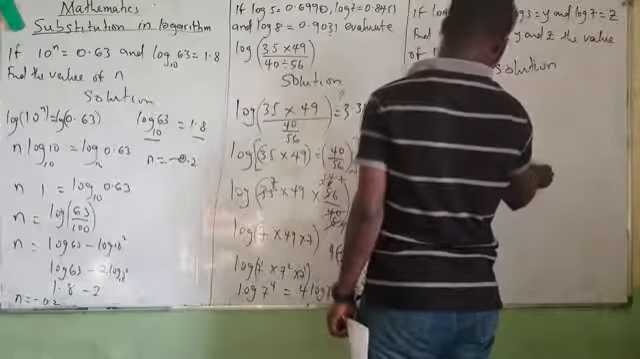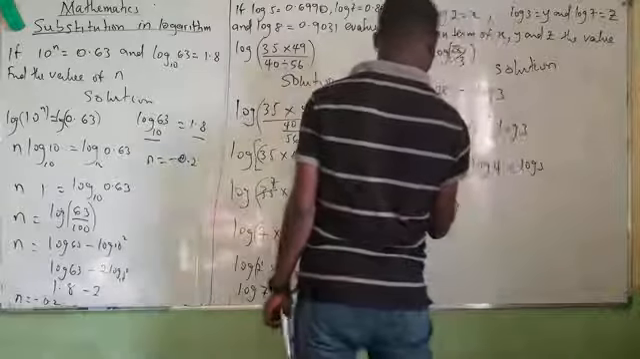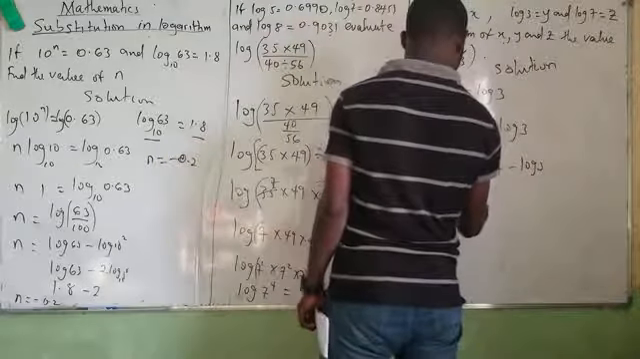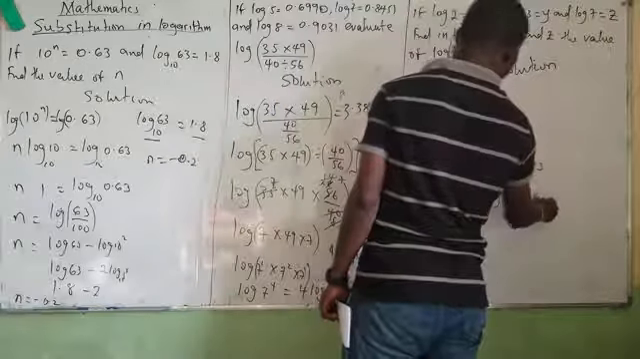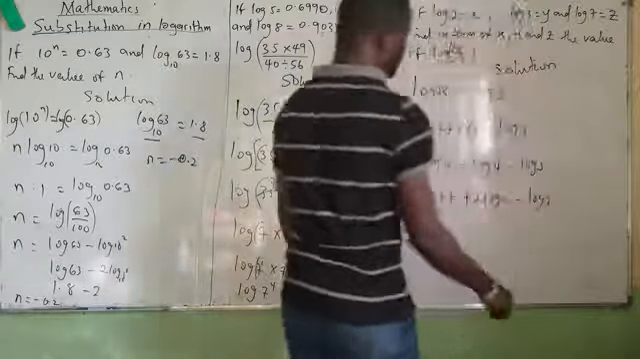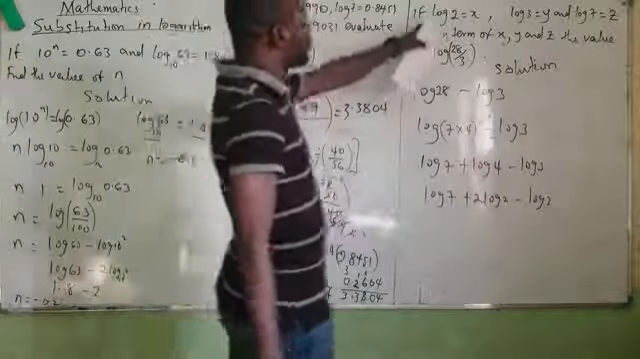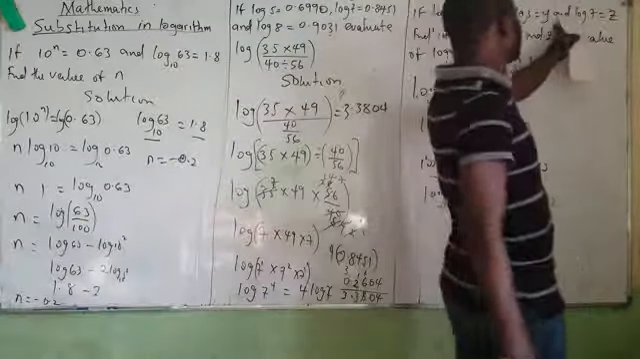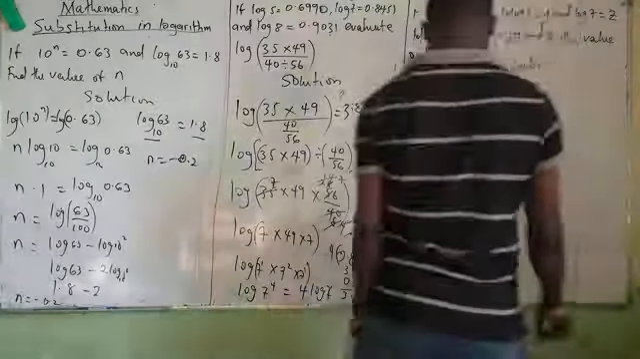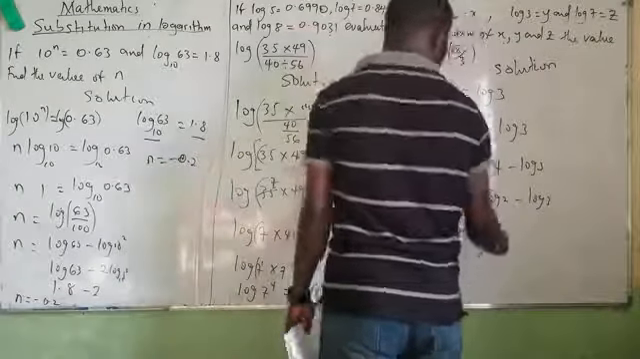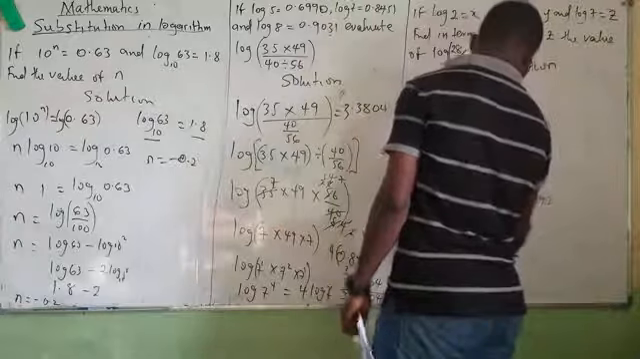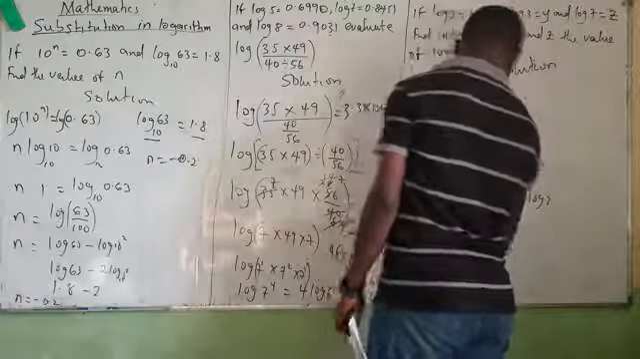Now, which I can say is log 7 plus log 4 minus log 3. Now, log 7 plus 2 log 2 minus log 3. And we're told that log 2 equals x, log 3 equals y, log 7 equals z. It means z plus 2x minus y. That is my answer.